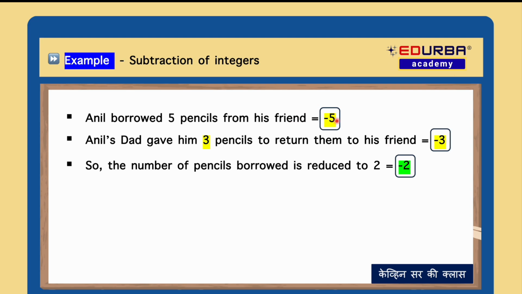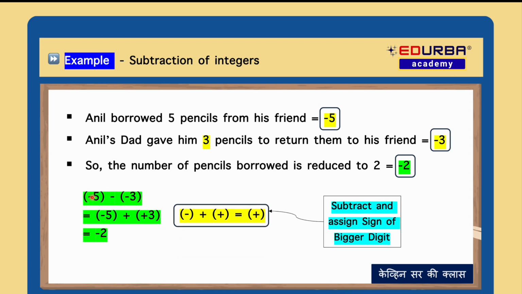Anil had borrowed 5 pencils, but he returned those 3 pencils. So now how many pencils does he have to give back? That is what is shown as minus 2. So minus 2 shows that Anil still has to give 2 pencils to his friend. He has already returned 3 pencils. So how can we show that in mathematics? We have 5 pencils which he had borrowed, and these 3 pencils are also with him, but he has to give them back. So we subtract these 3 pencils from 5 pencils, and the remaining pencils which Anil is supposed to give is minus 2. That means he's supposed to give 2 more pencils to his friend.